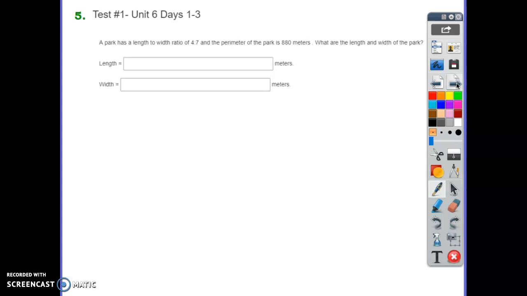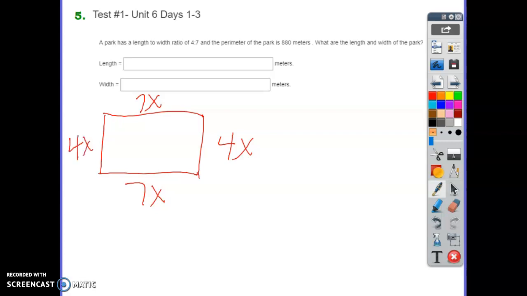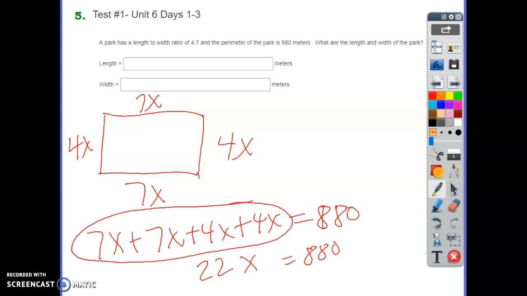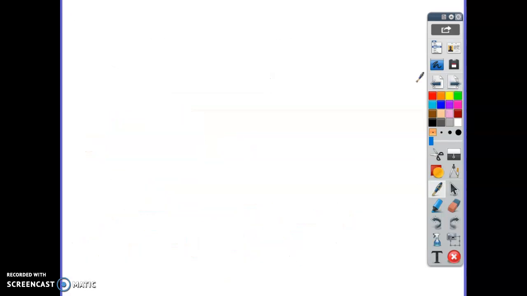A park has a length to width ratio of 4 to 7, okay? And the perimeter of the park is 880, okay? So 7x plus 7x plus 4x plus 4x should all add up to 880. Okay, so when I combine all these like terms, I get a total of 22 x's, and that equals 880. So 22x equals 880. Now I'm dividing both sides by 22.